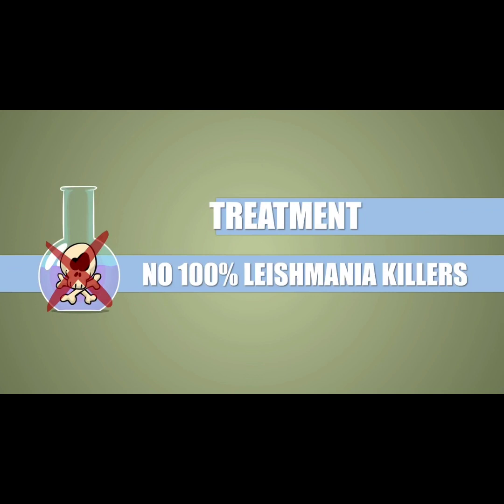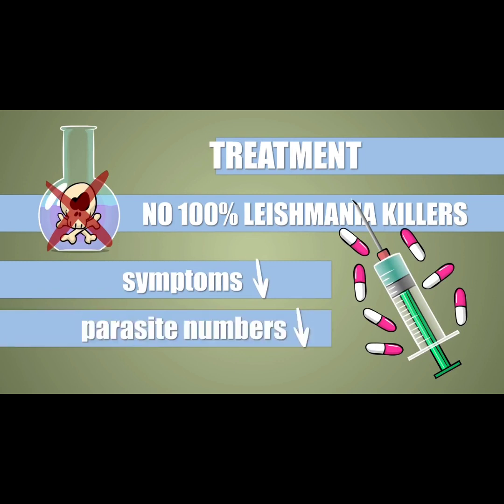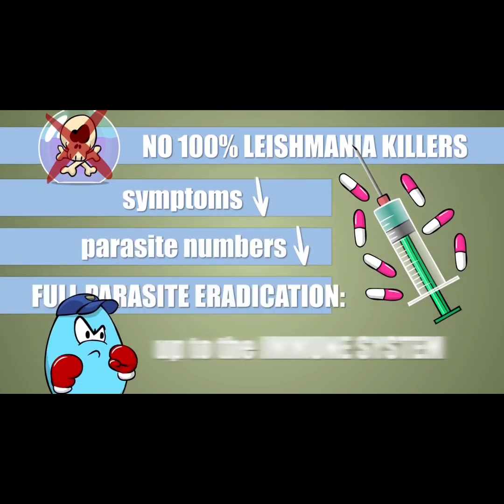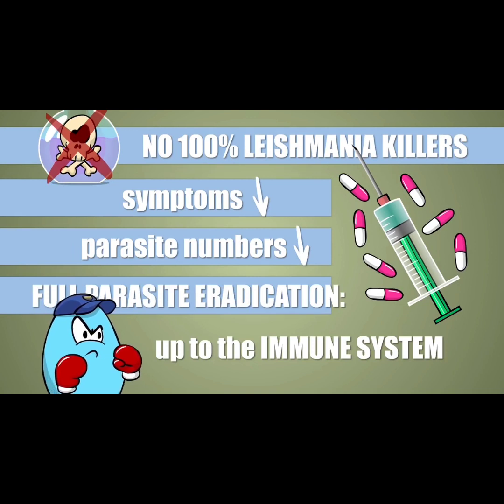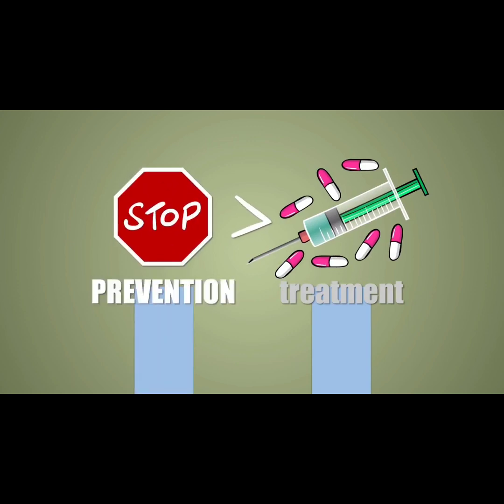There are no substances that reliably destroy Leishmania. It can be treated to ease the symptoms, even to kill some of the parasites, but complete eradication is up to the host immune system. Drug of choice and prevention.